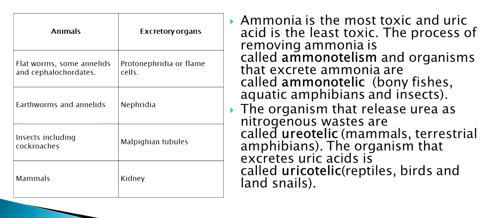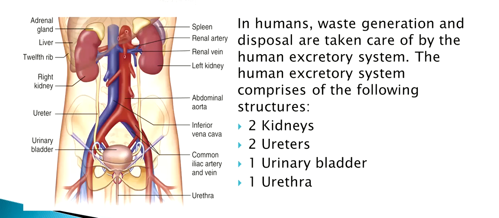The organisms that release urea as nitrogenous waste are called ureotelic. Mammals and terrestrial amphibians are examples of ureotelic organisms. The organisms that excrete uric acid are called uricotelic. Reptiles, birds and land snails are examples of uricotelic organisms.